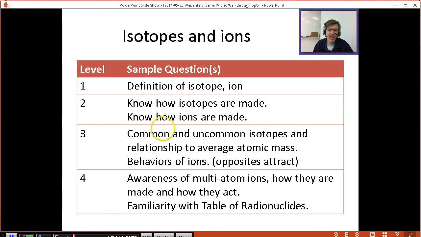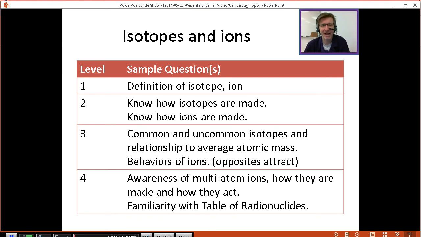Alright, isotopes and ions. So along with that picture we just saw, you need to know what an isotope is. You need to know what an ion is. You need to know how isotopes are made, basically by removing or adding neutrons. You need to know how ions are made, adding or removing electrons, or adding and removing protons, but of course the atom changes. You need to know about common and uncommon isotopes for level 3. We talked about this, we drilled on this. Isotopes can have a different mass than what is most common, and the most common mass for an atom is on the periodic table. You can look it up.